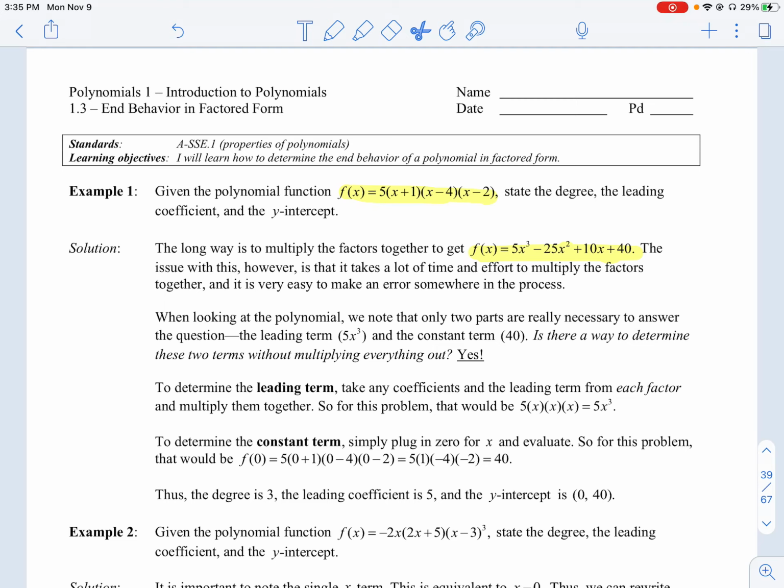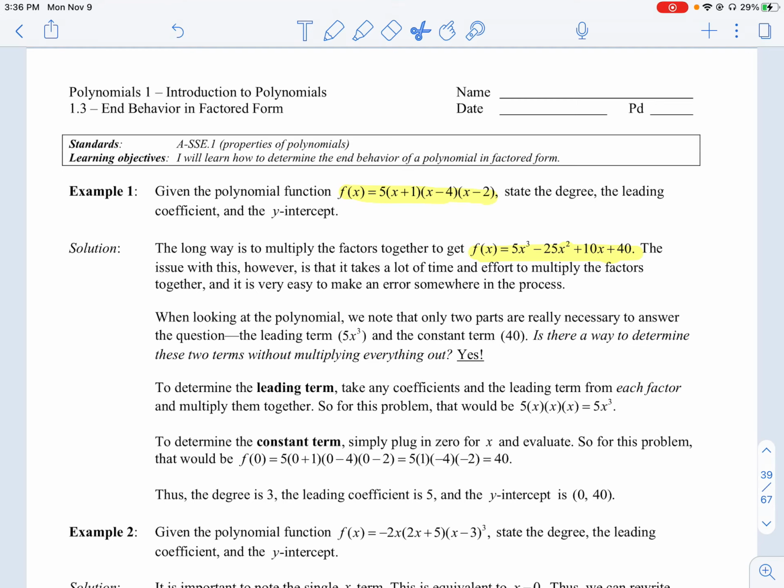Today we're going to be learning how to determine the end behavior of a polynomial function if it's in factored form. If you're getting the degree and the leading coefficient of a polynomial in standard form, it's very easy. If you watch the previous video about polynomials 1.1, all you have to do is look for the largest exponent. But what if it's not in standard form?